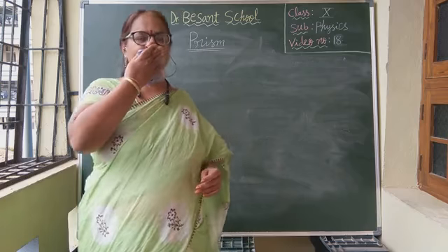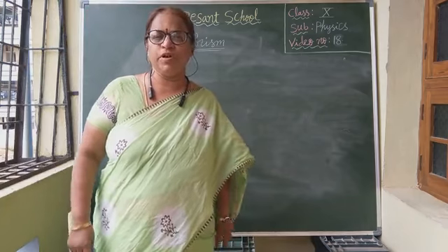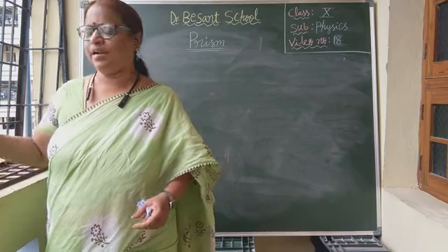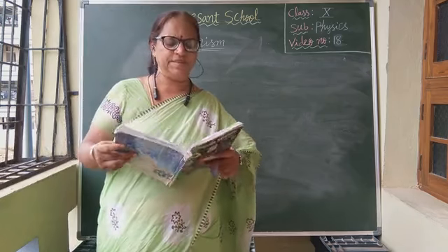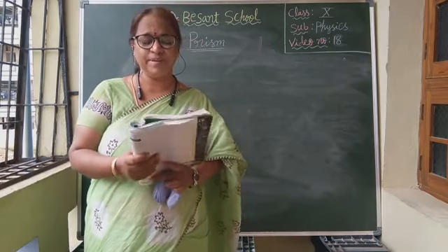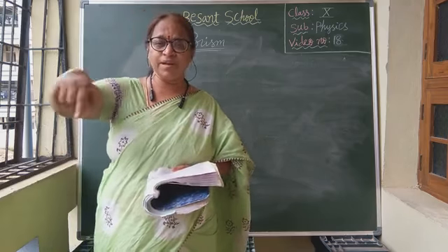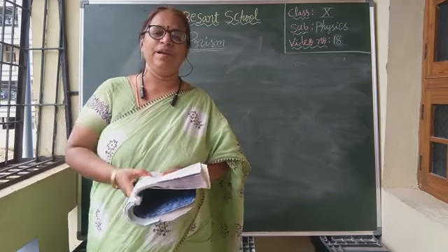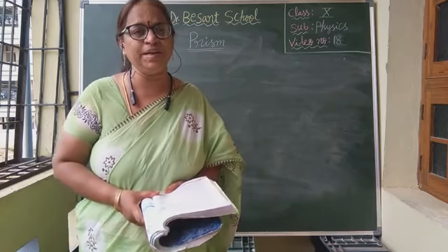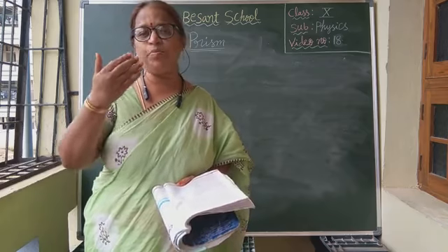Okay, children, today's session we are going to learn about prism. So before going to that, I hope you all are ready with your books. In your textbook, page number 96, prism. What is a prism? Given there, a prism is a transparent medium separated from the surrounding medium. What is meant by transparent medium? Transparent means which allows the light to pass through.